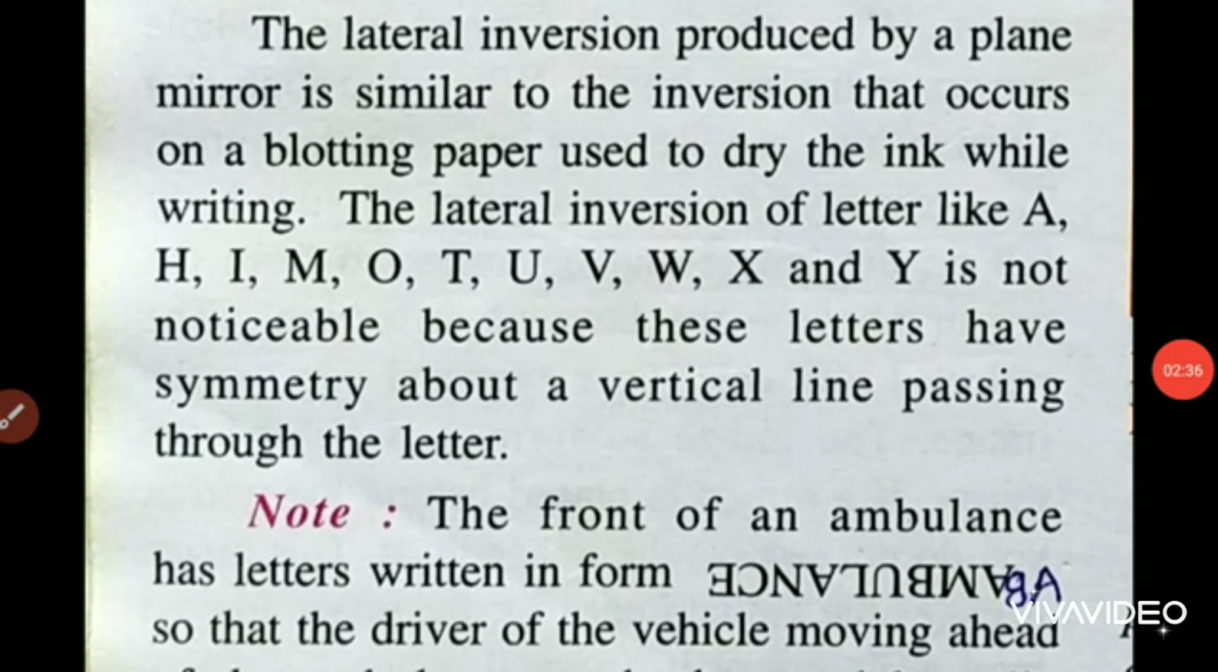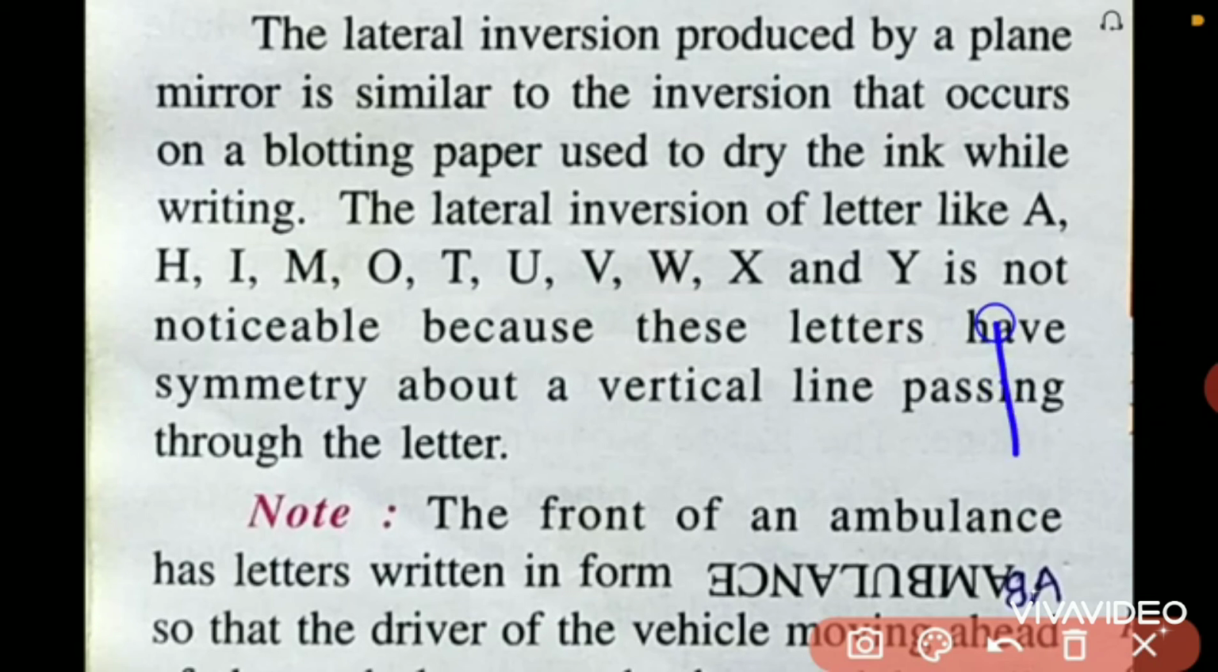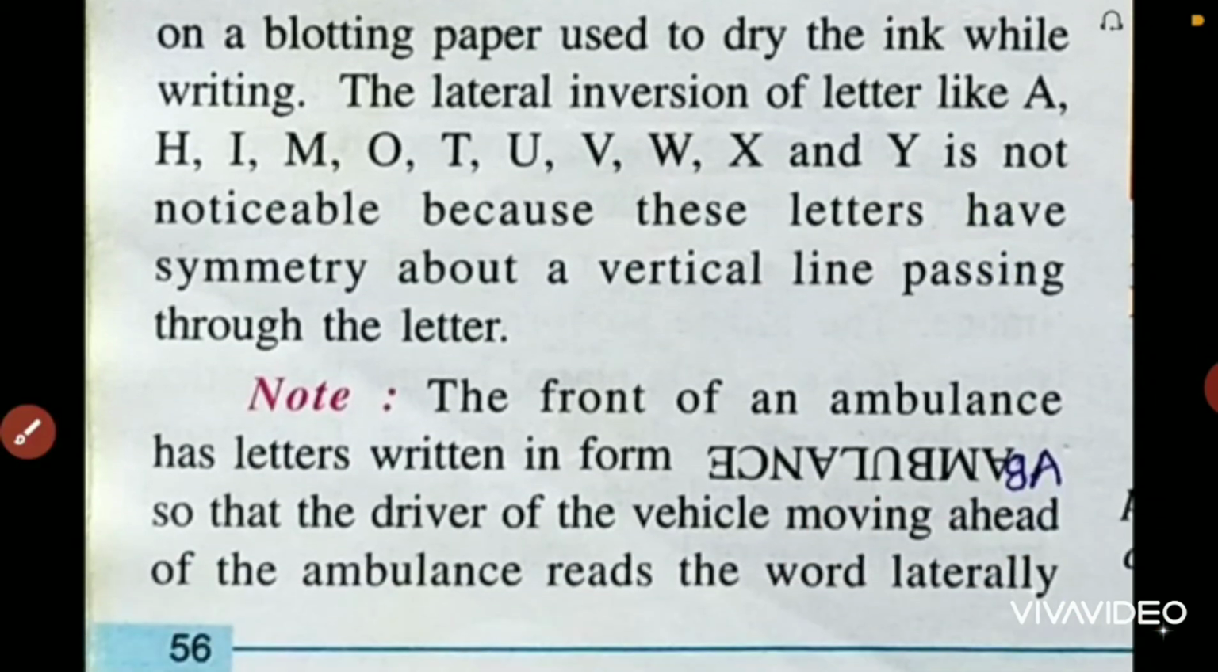Now the lateral inversion produced by a plane mirror is similar to the inversion that occurs on a blotting paper used to dry the ink while writing. The lateral inversion of letters like A, H, I, M, O, T, U, V, W, X and Y is not noticeable because these letters have symmetry about a vertical line passing through the letter.